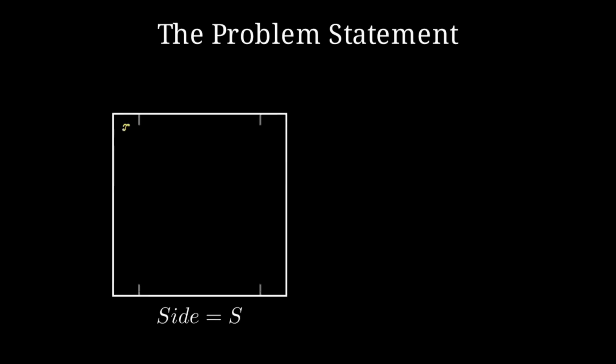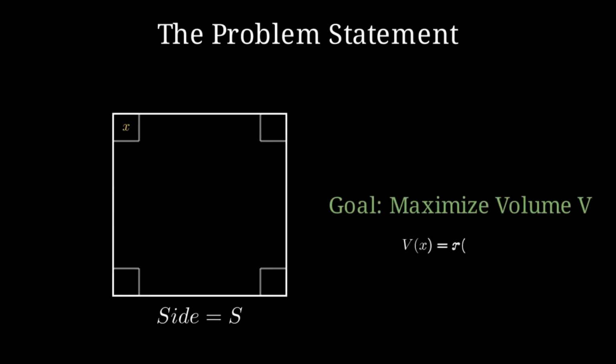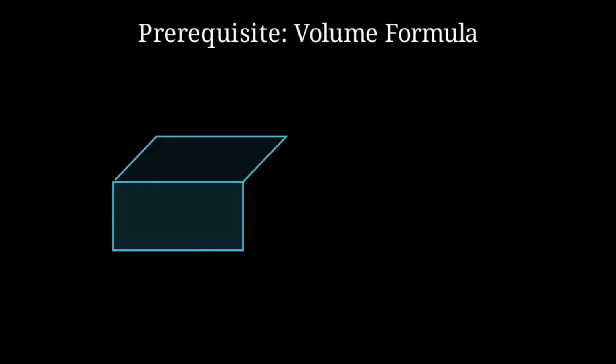Imagine you have a square piece of material. To turn this flat sheet into an open-top box, you must cut equal squares from each corner and fold up the sides. Our goal is to determine exactly how large those cuts should be to ensure the resulting box holds as much as possible. To proceed, you need to remember the basic volume formula for a rectangular prism.